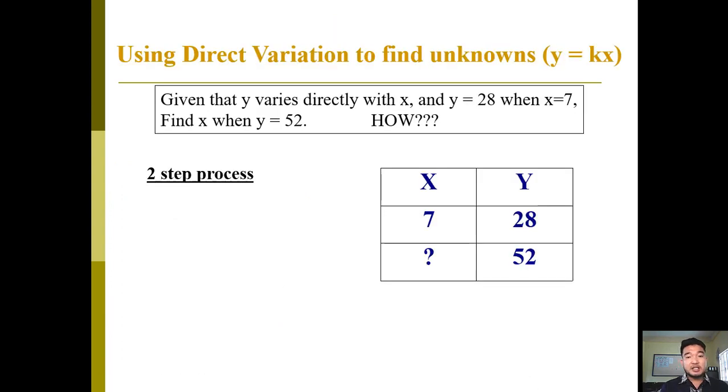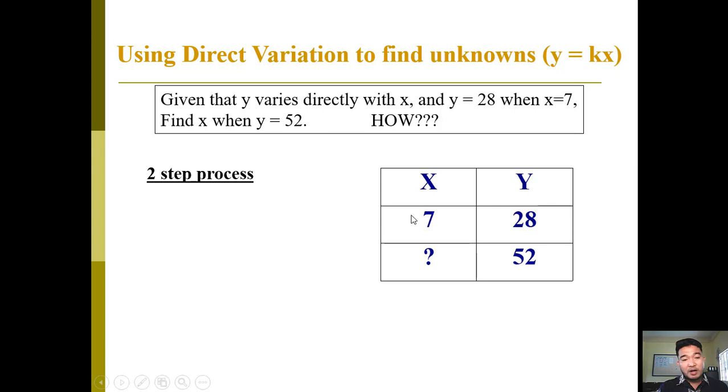Using direct variation to find unknowns, y equals kx. Ito na. Given that y varies directly with x and y equals 28 when x is 7. They given, si x daw ay 7 at si y ay 28. Hanapin daw natin si x when y is equal to 52. So nawawala dito si x. Kailangan natin siyang makita. Paano natin yan makikita?